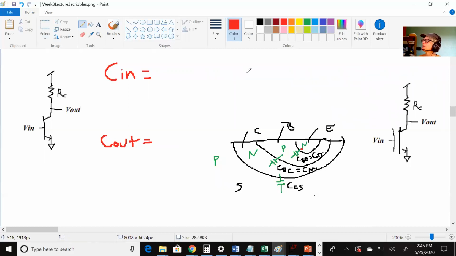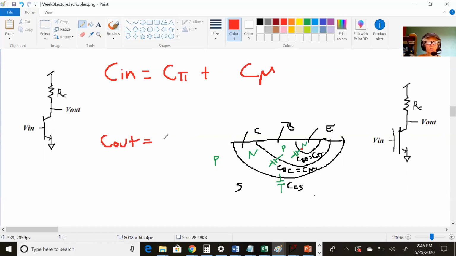So first of all, go ahead. C pi plus C mu. Okay. Yes. So let's check this out. The inputs on the base. So you're here, you only see these two capacitances, and that's C pi and C mu. So exactly C pi plus C mu. I'm gonna leave a little space here to fix it in a second.